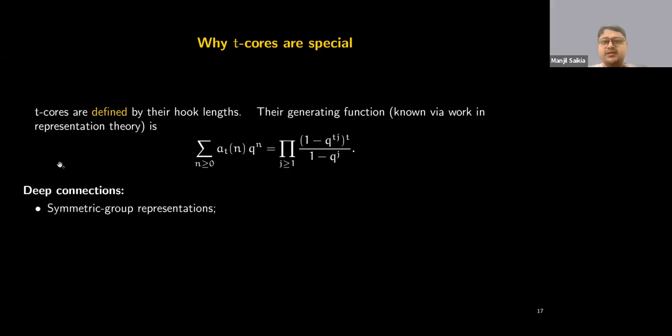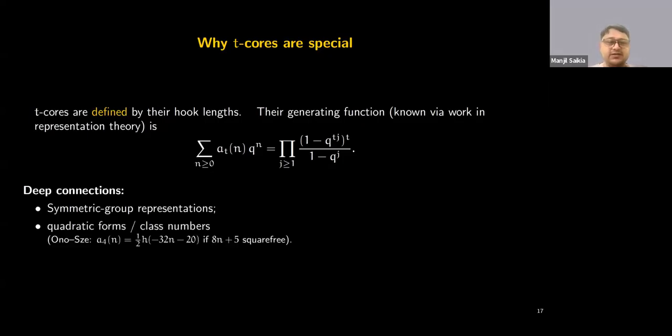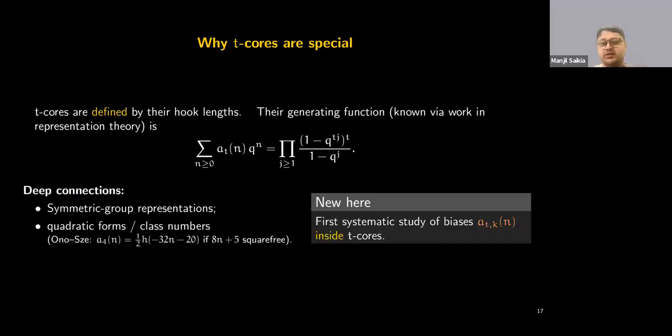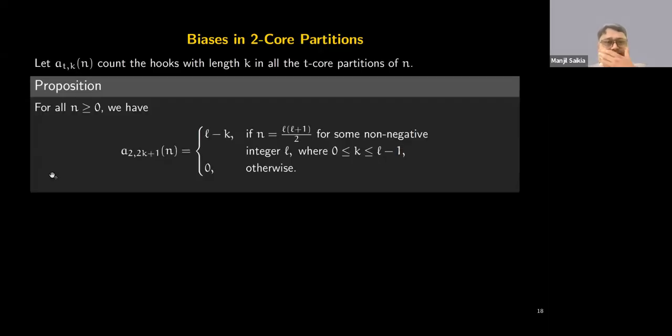T-core partitions by themselves are quite important because they have deep connections with representation theory, quadratic forms, class numbers, and so on. And what is new here is that we are looking at a first systematic study of biases inside t-cores, whereas earlier authors focused on t-regular partitions or only distinct parts partitions. So let me show you some of our results. The first result that we have is the following.